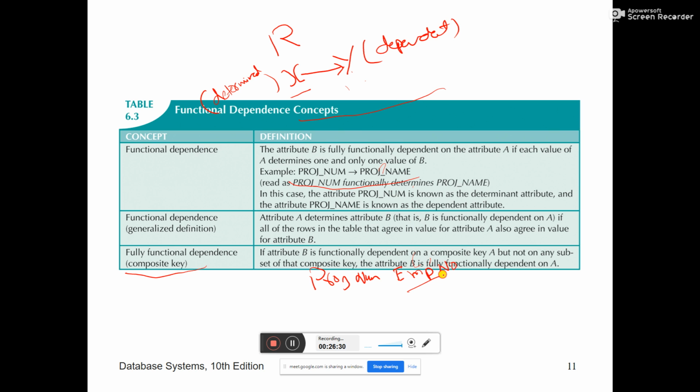Employee number. Okay, this is our composite key, and then we have all other non-prime attributes. So if we have composite key, then fully functional dependence means that each non-prime attribute should be fully functionally dependent on both, like here on project number and employee number. So if I say employee name depends on employee number, but it doesn't depend on project number, so there is no fully functional dependence of employee name on both of it. Got it? Okay.